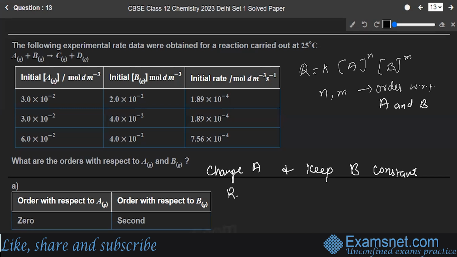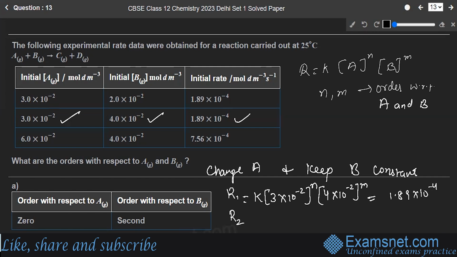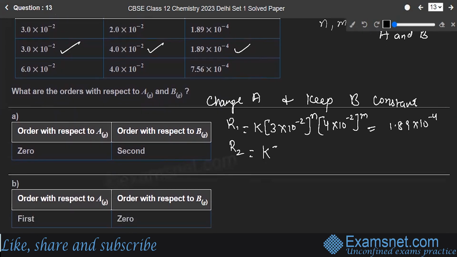So the two rates in this case, R1 and R2, will be given by R1 is equal to K into the concentration of A, which is 3 into 10 power minus 2, raised to power n, and the concentration of B, 4.0 into 10 raised to power minus 2, power m. This is given by 1.89 into 10 power minus 4. Similarly, the rate R2 is equal to K into the concentration of A, which is 6, power n, multiplied by 4 into 10 power minus 2 power m. This is equal to 7.56 into 10 power minus 4.